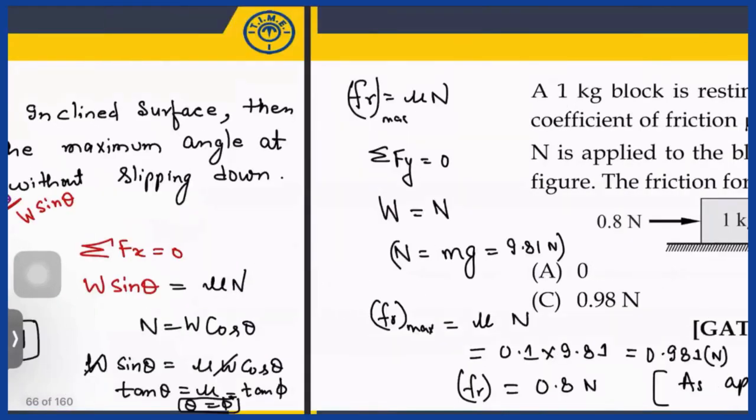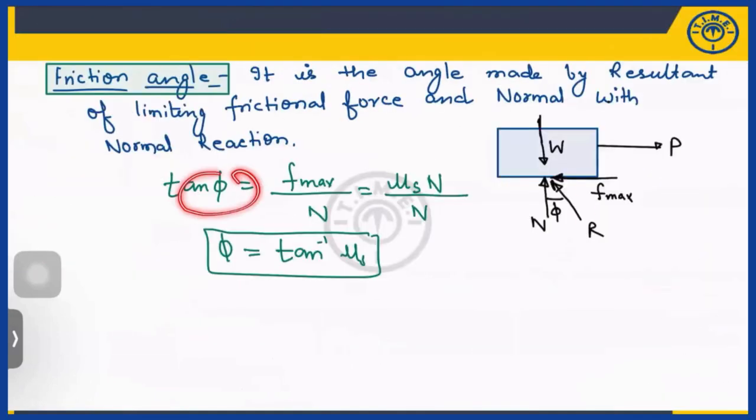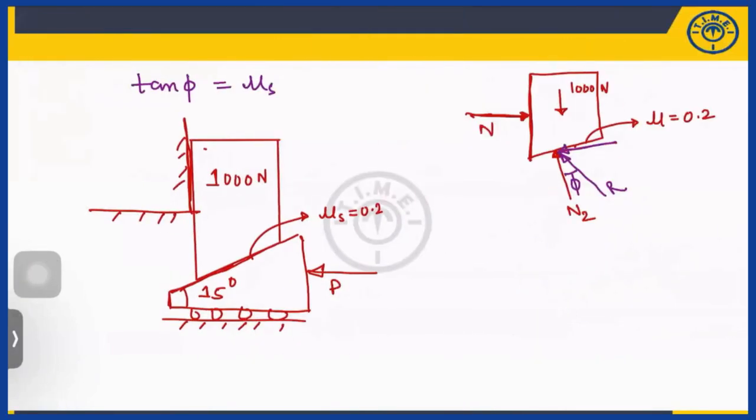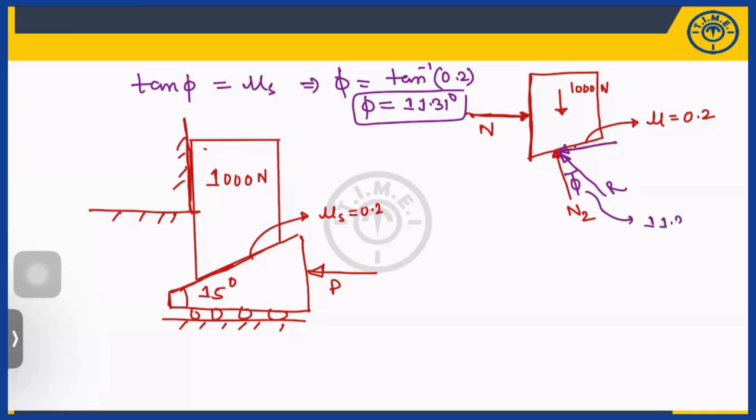You can see here that tan phi is equal to mu s, the resultant which is made with the normal reaction. So this value is given. You can calculate this angle. What is this angle? Once you solve, you get the phi value as tan inverse of mu s, which is 0.2. That means 11.31. The phi value which you got is 11.31. Okay.